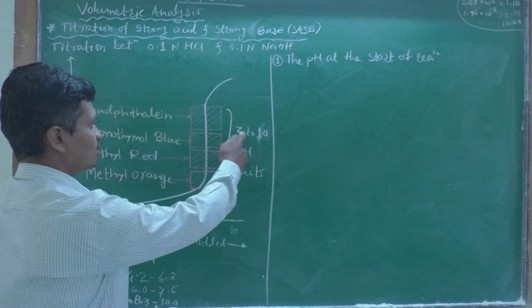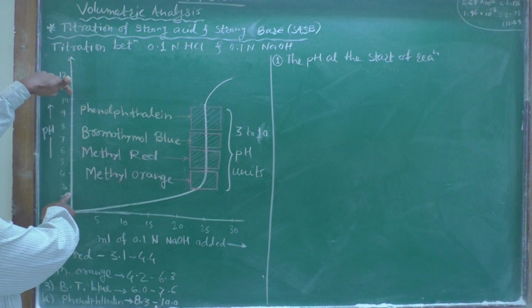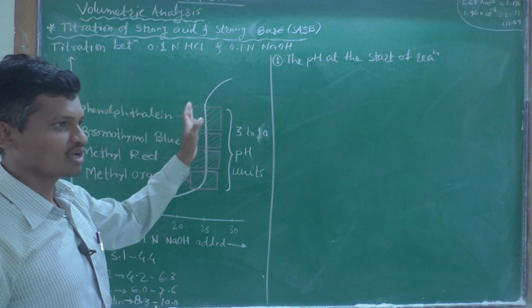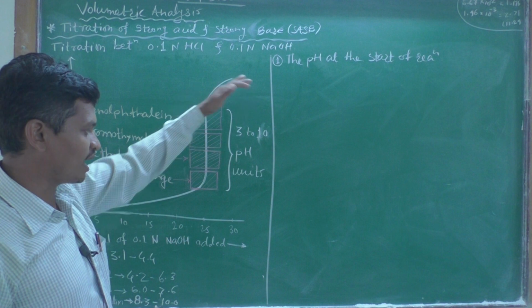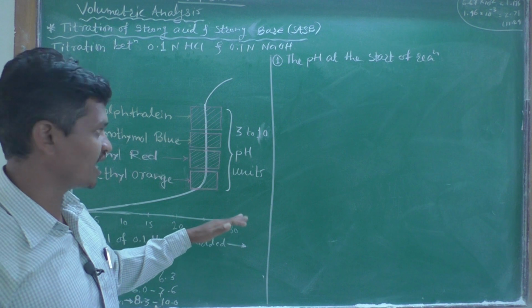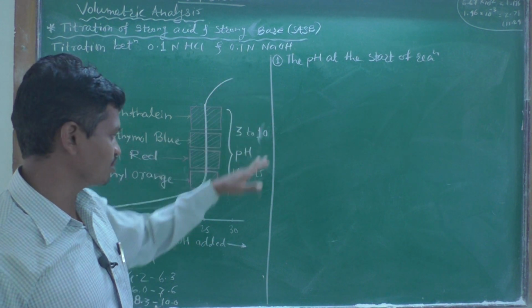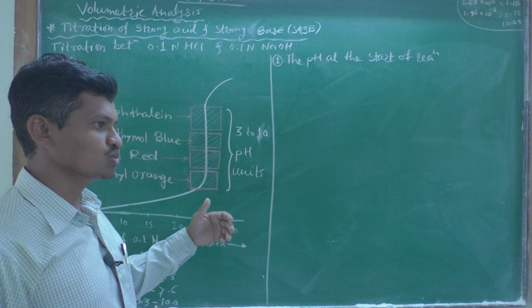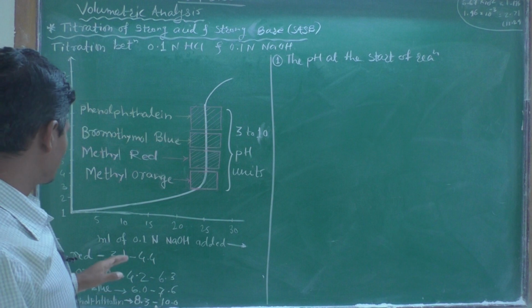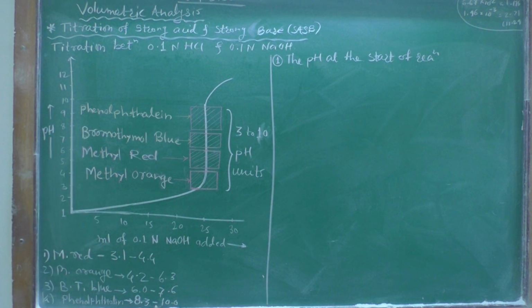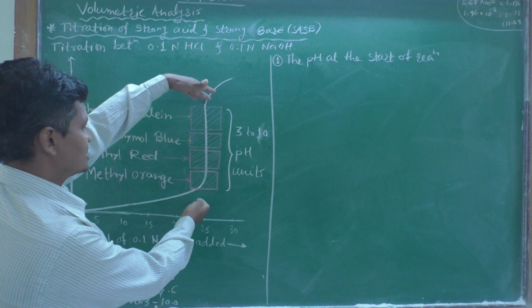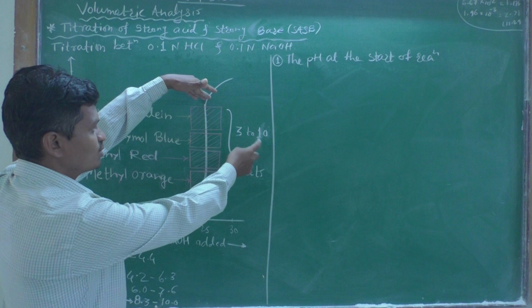From pH 3 to 10 units, the nature of the graph is vertical, and after 10 it is again becoming parallel to the x-axis, that is the volume of sodium hydroxide added. And after some time, when we continue the titration, the curve flattens out. So in this case the equivalence point is in this range, between 3 and 10 pH units of the graph.